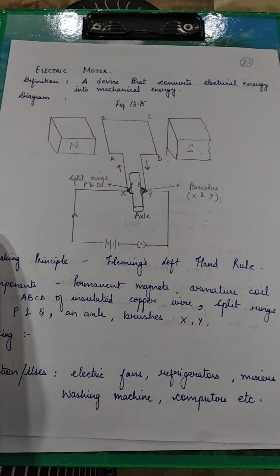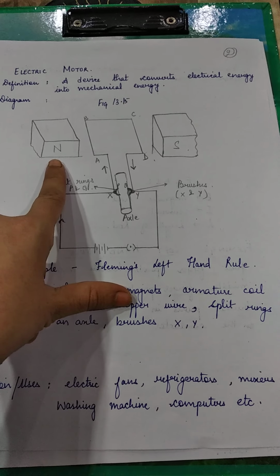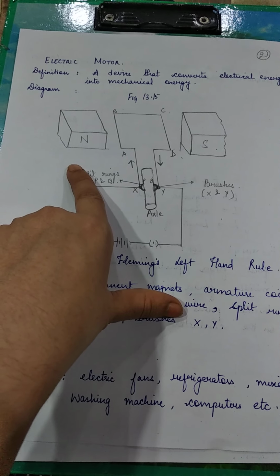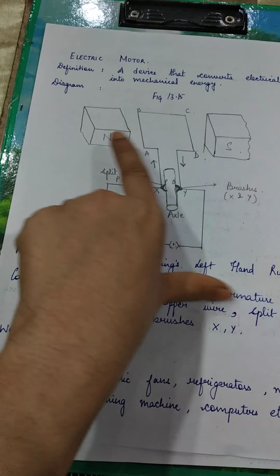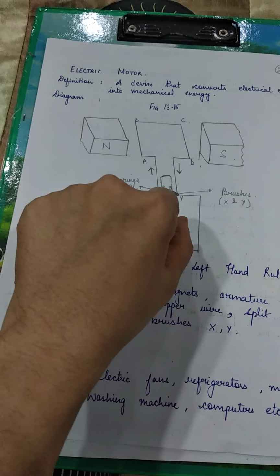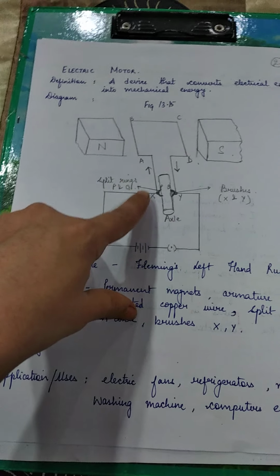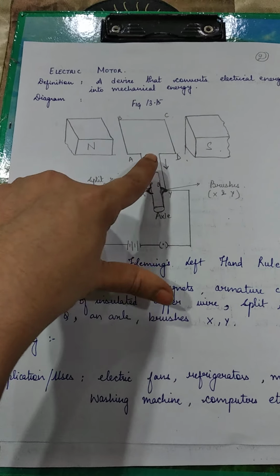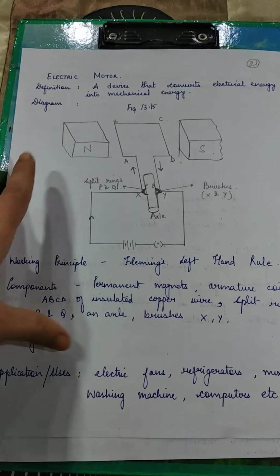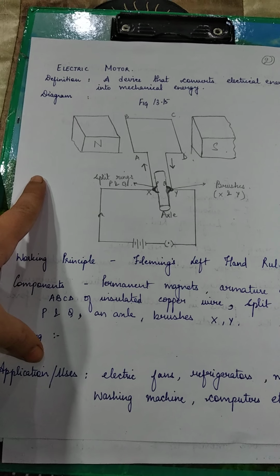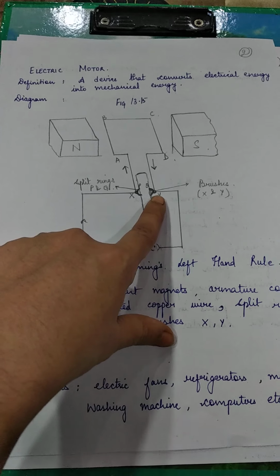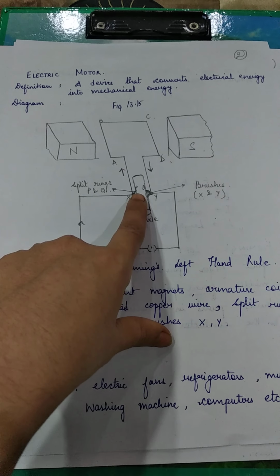Now, what does an electric motor consist of? An electric motor, first of all, let's say it consists of two permanent magnets. N and S represent the two poles of the permanent magnet, that is North Pole and South Pole. In between the permanent magnets, we have a rectangular frame of insulated copper wire. This is also known as the armature. The end of the armature is connected to the split ring.